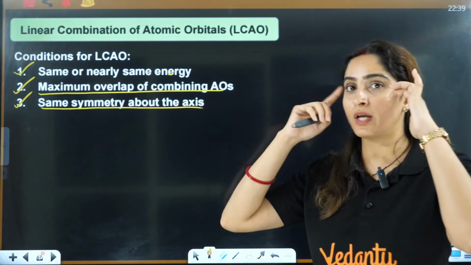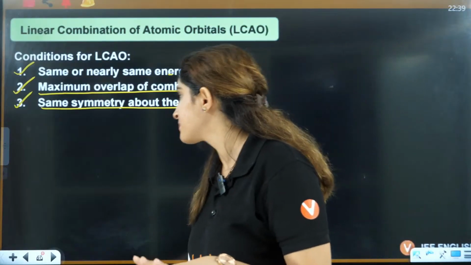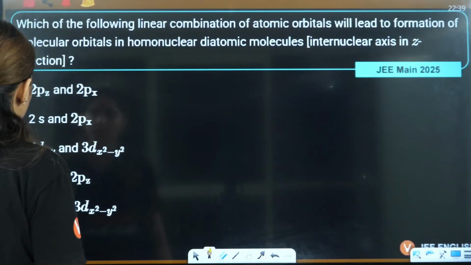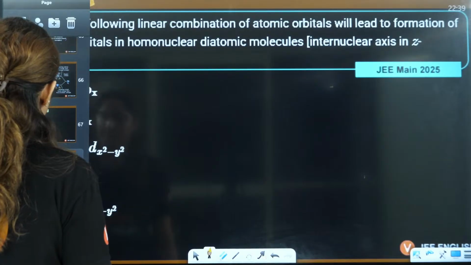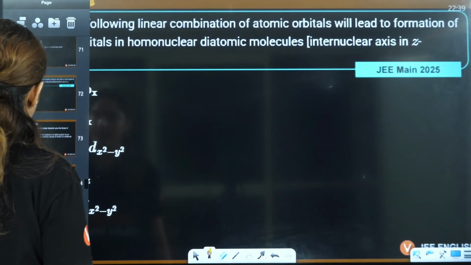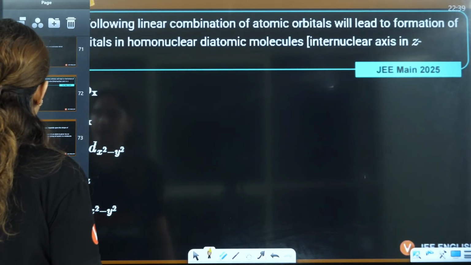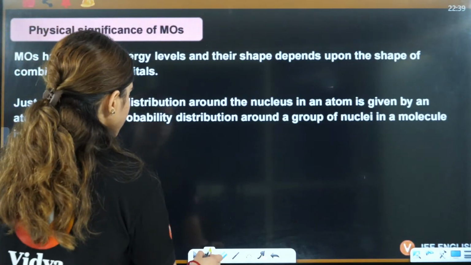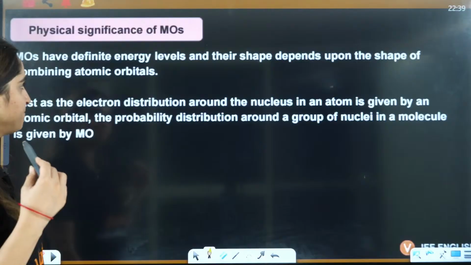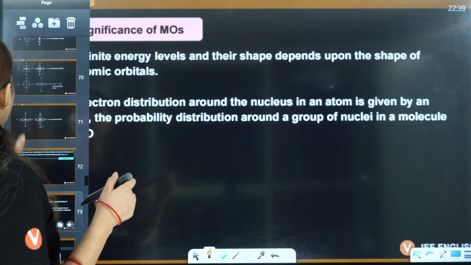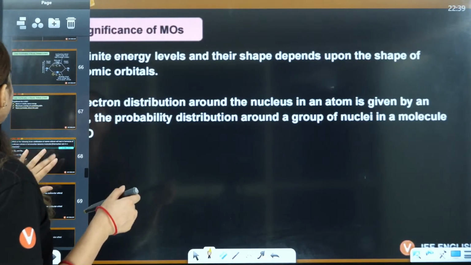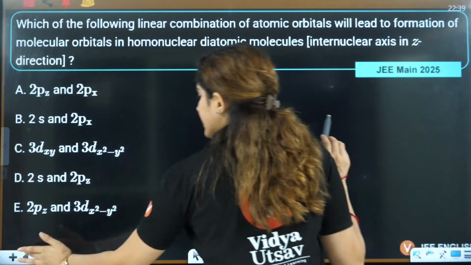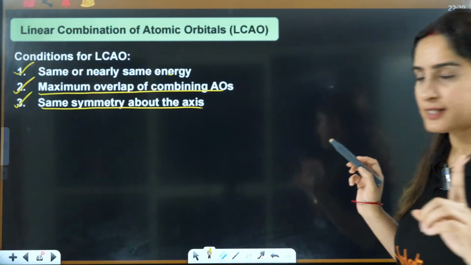Now I know that this is going above your head. For that, let's see the diagrams, okay? Wait a minute. Firstly, let me tell you the physical significance of MOs. So let's do the questions only. With the help of questions, let's understand, okay? With the help of questions, you'll understand it better. These three conditions, with the help of questions, we'll understand them.